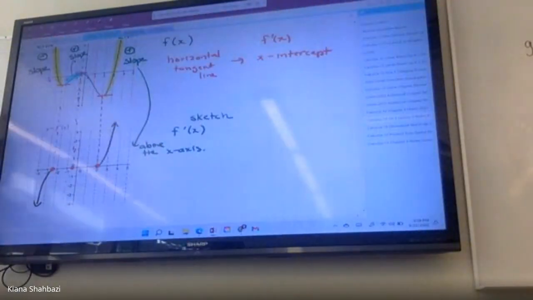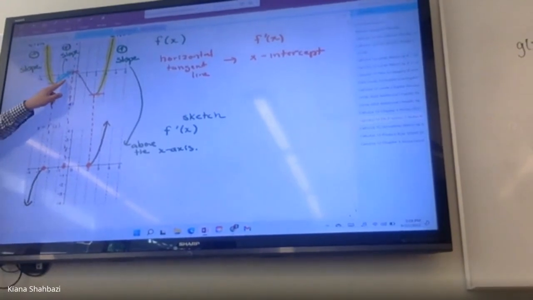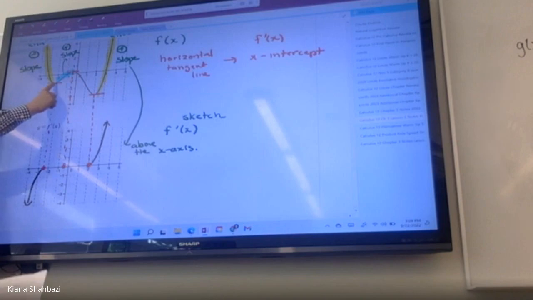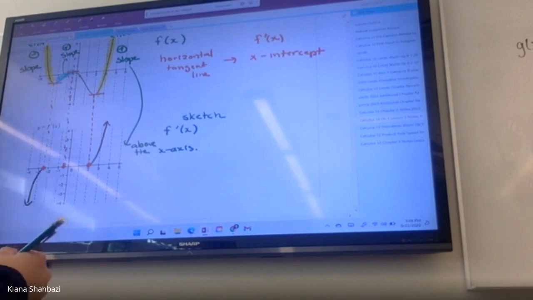So class, this blue part right here, is that a positive slope? So I'm going to argue that in this region, we should be above the x-axis. Now, the slope here is 0, and then it starts to increase, but then it goes back to 0. So the slope is 0, we increase, but then we go back to 0.